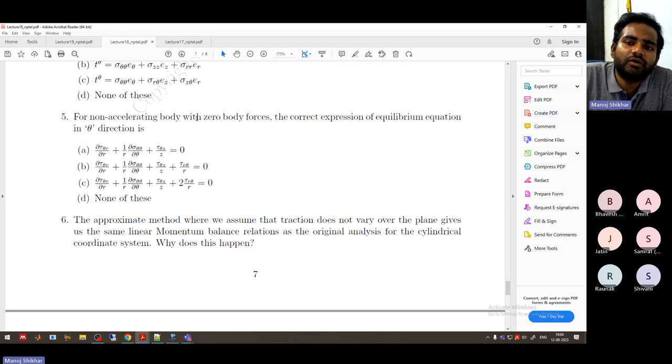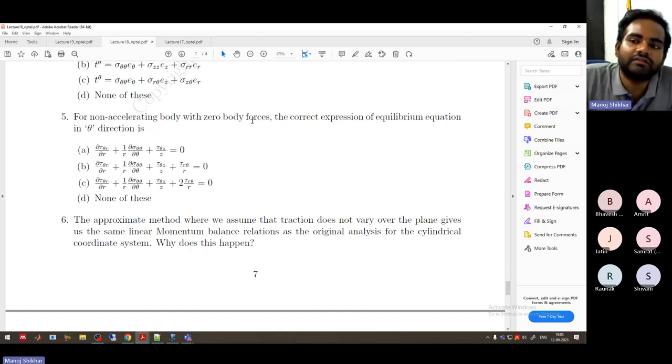For a non-accelerating body with zero body forces, the correct expression of the equilibrium equation in theta direction is. So they have given you that b theta equals 0 and a theta equals 0. Non-accelerating means a theta is 0. Basically here a theta, ar and az all are 0 because the body is non-accelerating. And the body forces are 0. This means that br, b theta and bz are also 0.